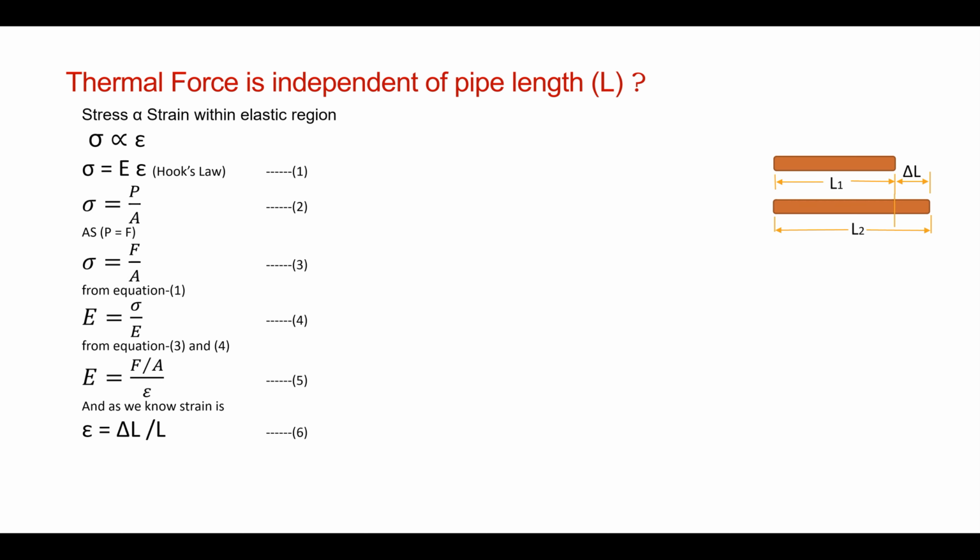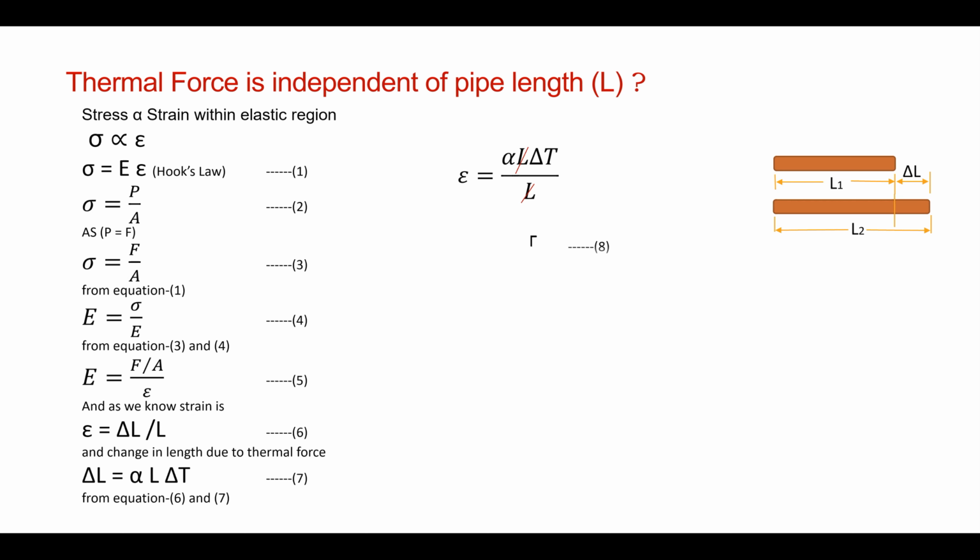And as we know, the strain, epsilon, is the change in length to the original length, and we also know that the change in length due to thermal force is delta L equal to alpha L delta T. So if we put in equations 6 and 7, we can conclude that strain is alpha L delta T over L. Here we can cancel out L with L, so the strain in our case becomes epsilon equal to alpha delta T, which is equation 8.